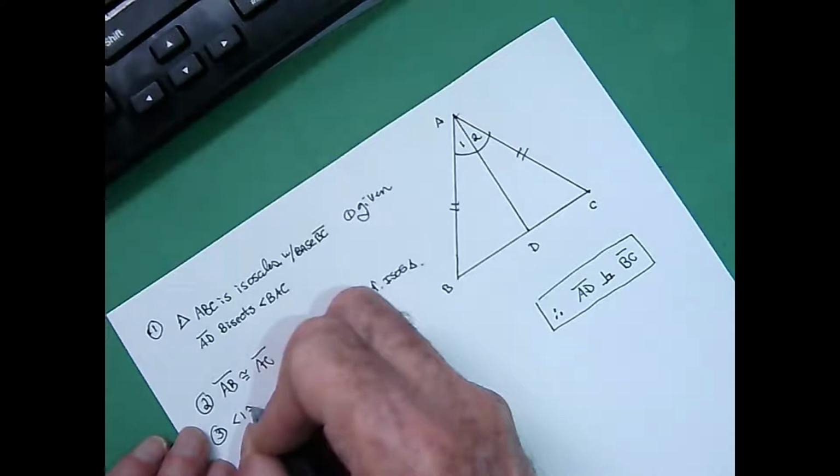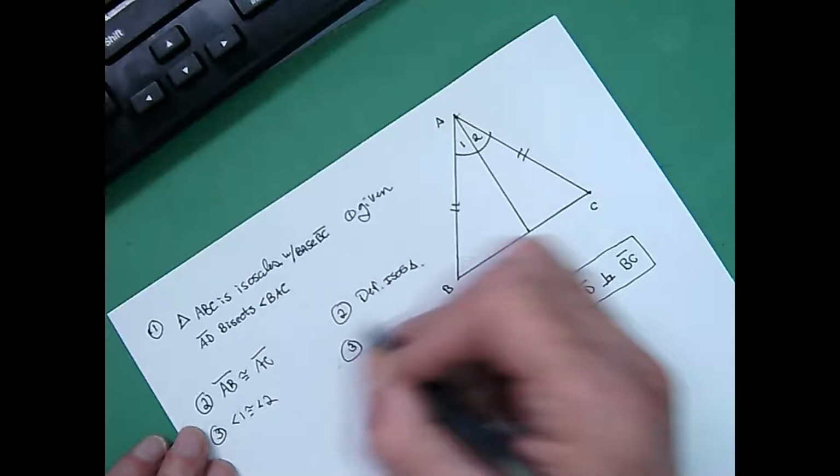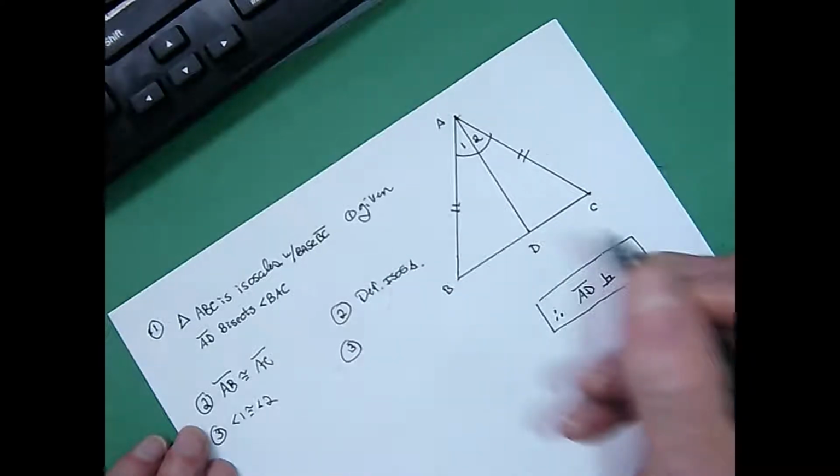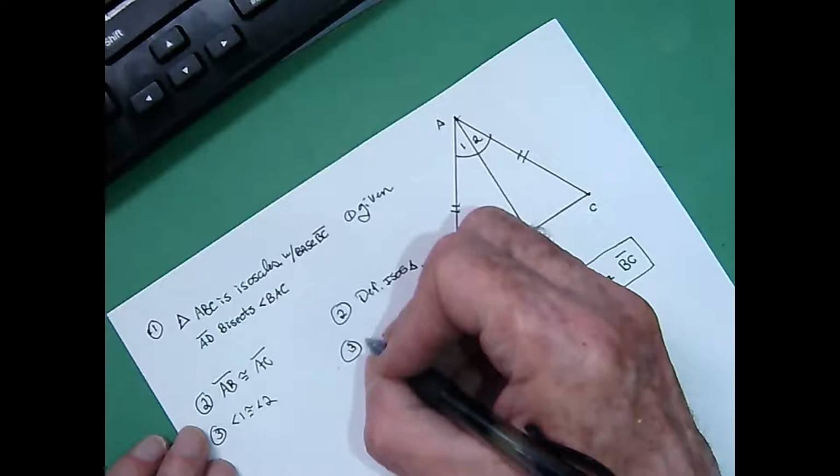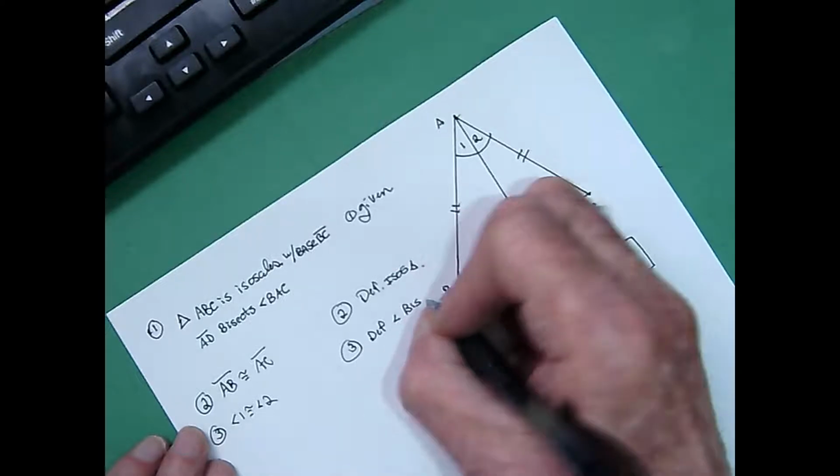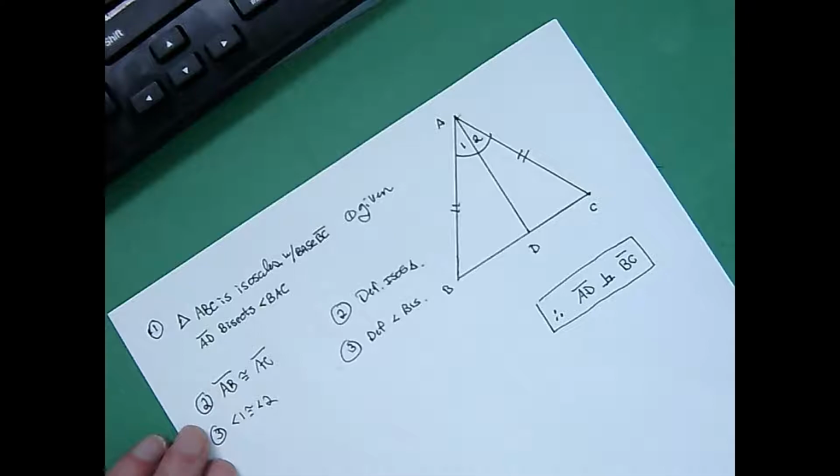Why do you think so, mister? Well, that's what angle bisectors do. I don't want to write that, so I'll say definition of angle bisector. And then mark them that way.